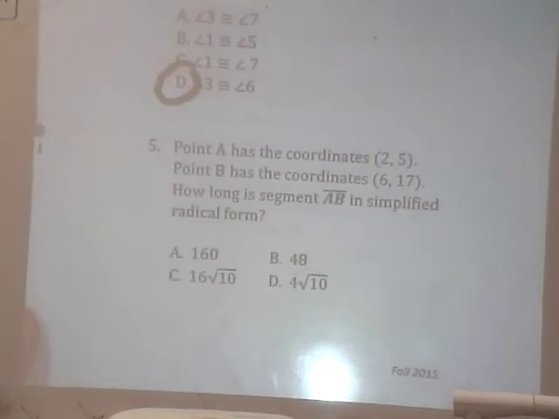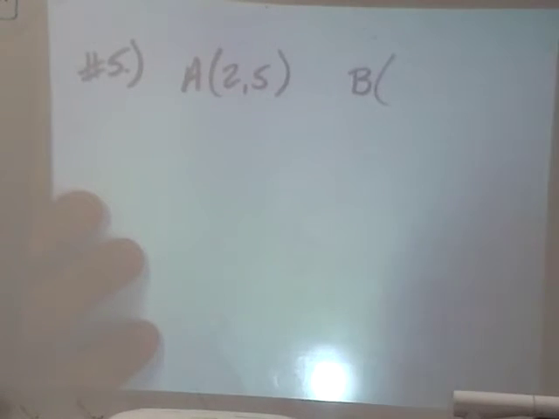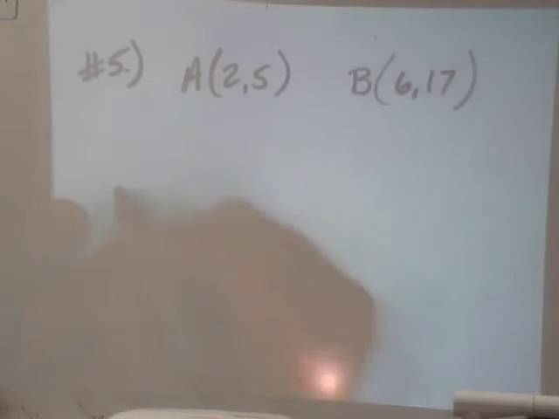All right, number 5. Point A has the coordinates 2, 5, and point B has the coordinates 6, 17. How long is the segment? Simplified radical form. What formula do we need? Distance formula, right? All right, so they give us the points. A is 2, 5, and B is 6, 17. Distance formula.